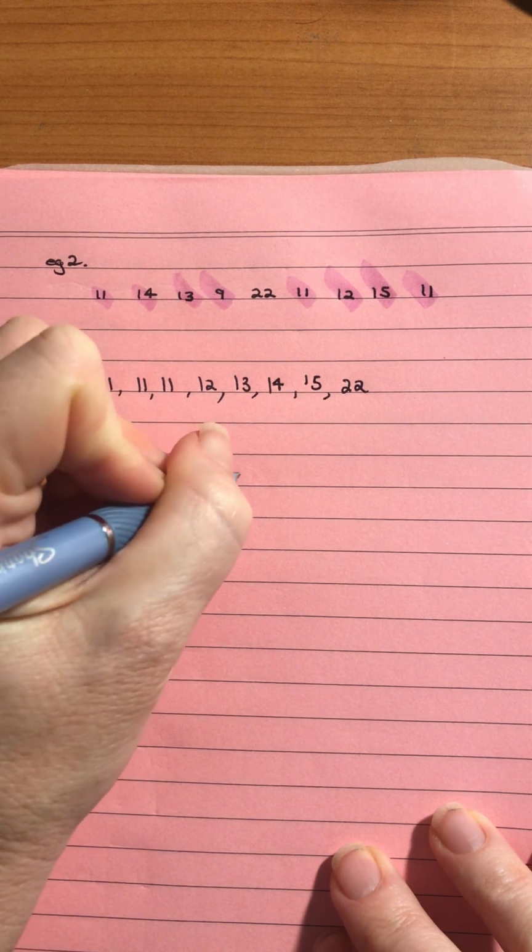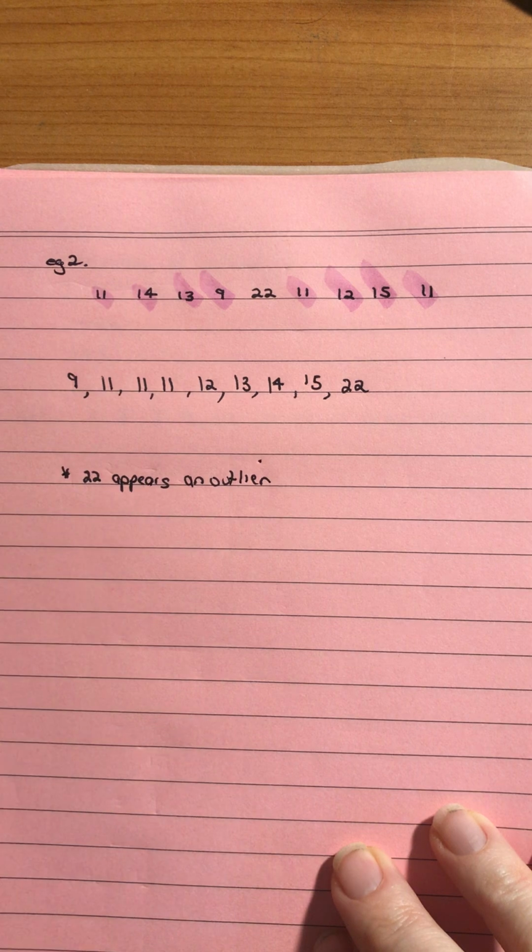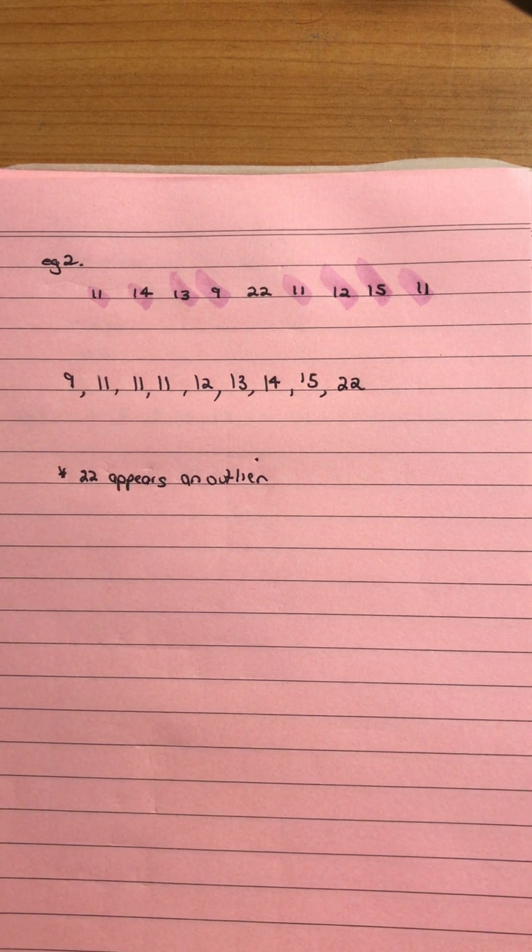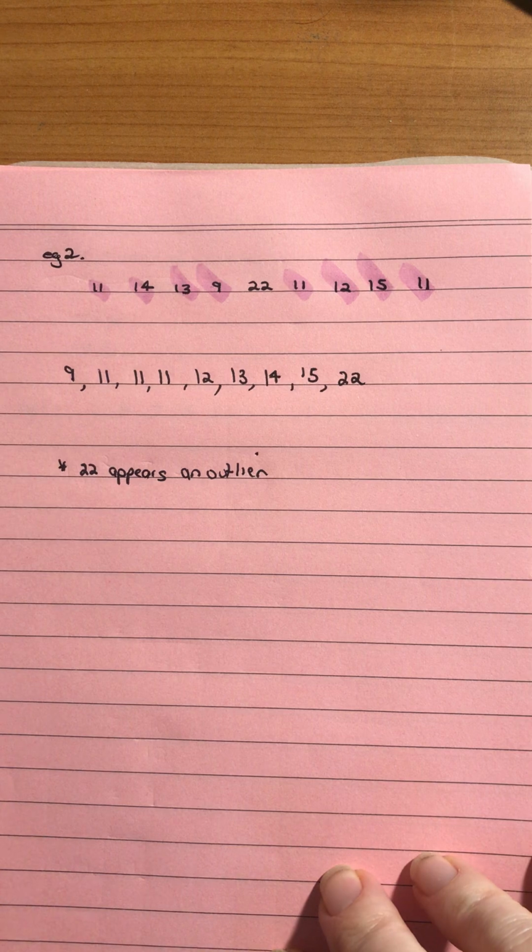Now the reason this is important is because outliers will affect our mean. They don't affect our median or our mode. So they definitely don't affect the mode, and they only have a small amount of effect on the median. So the mean is affected by the outlier.